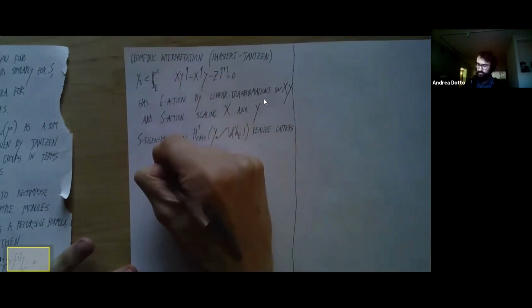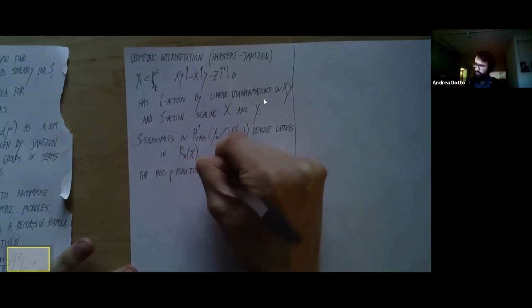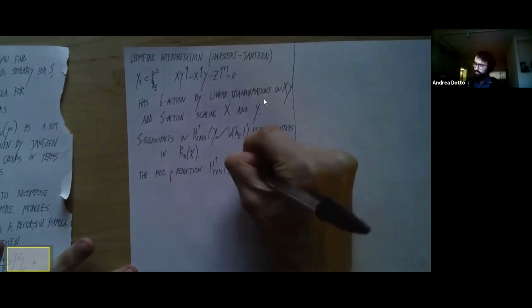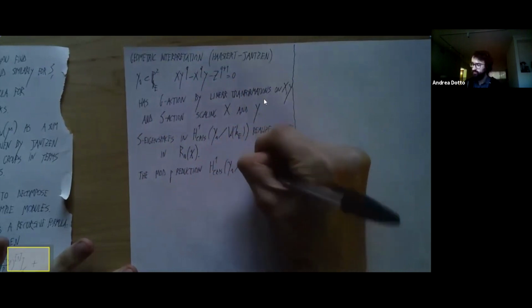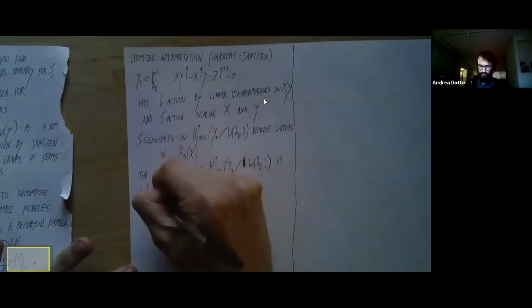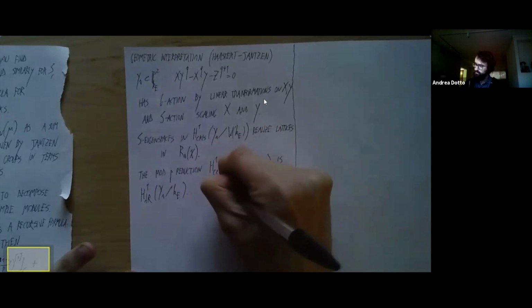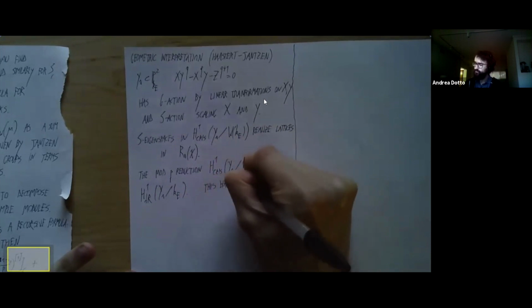you find that the mod p reduction of H^1 crystalline can be computed in terms of de Rham homology. You just get H^1 de Rham of Y_s over k. Of course, the de Rham cohomology has a Hodge filtration. And the Hodge filtration turns out to be precisely what gives you this decomposition here.